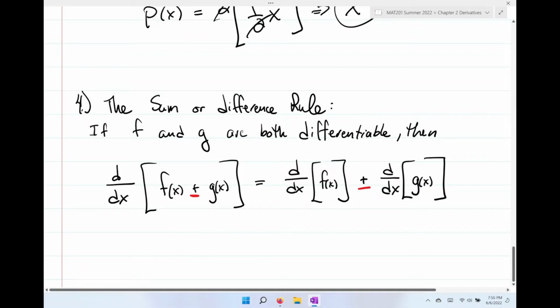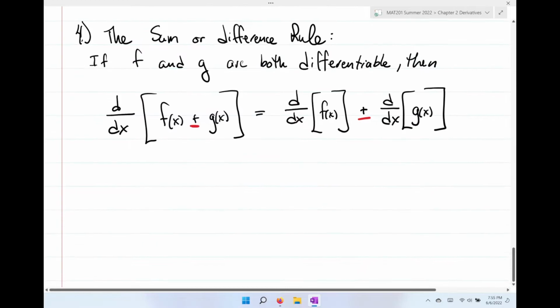Okay? If we're using prime notation, meaning Newtonian notation, we write it like this. So this would be the sum rule. And we would just say the derivative of f plus the derivative of g. And the same applies if you were subtracting these two functions as well.